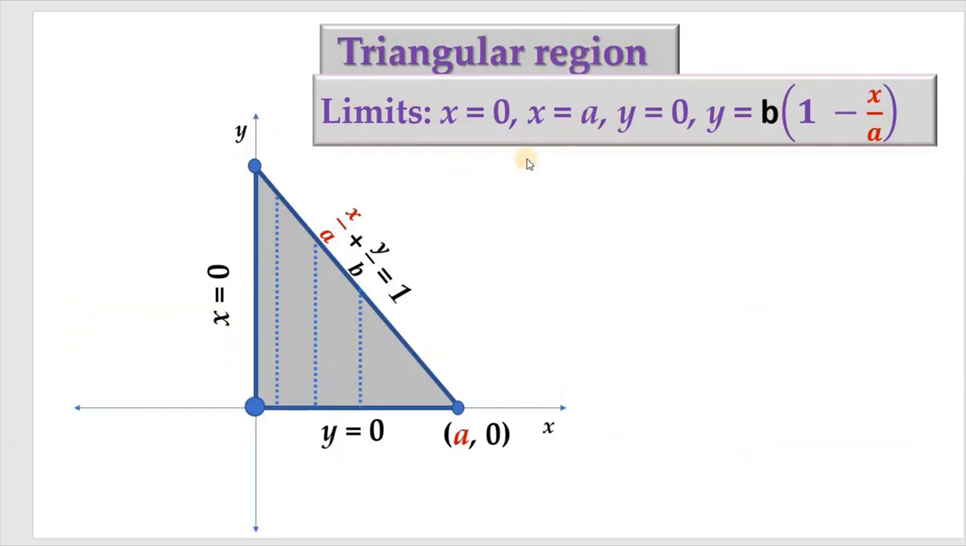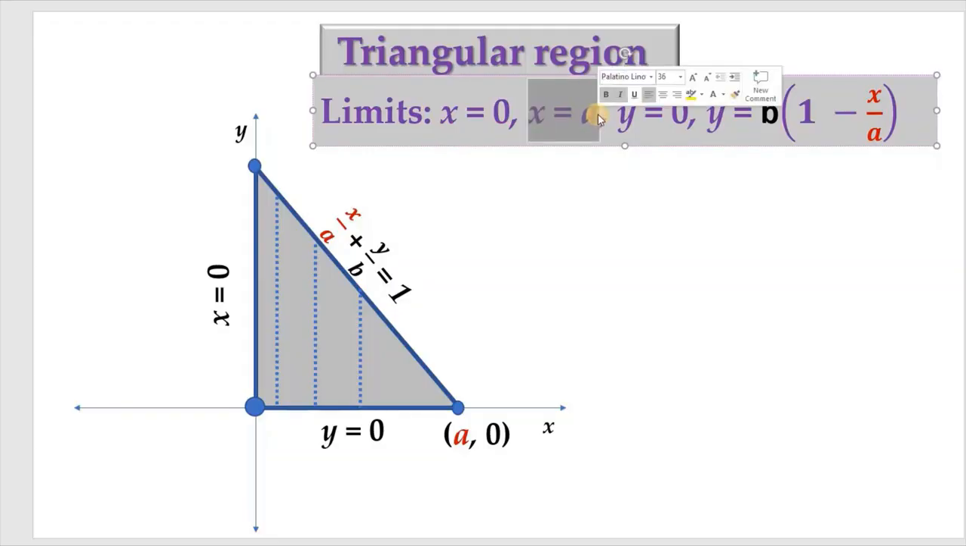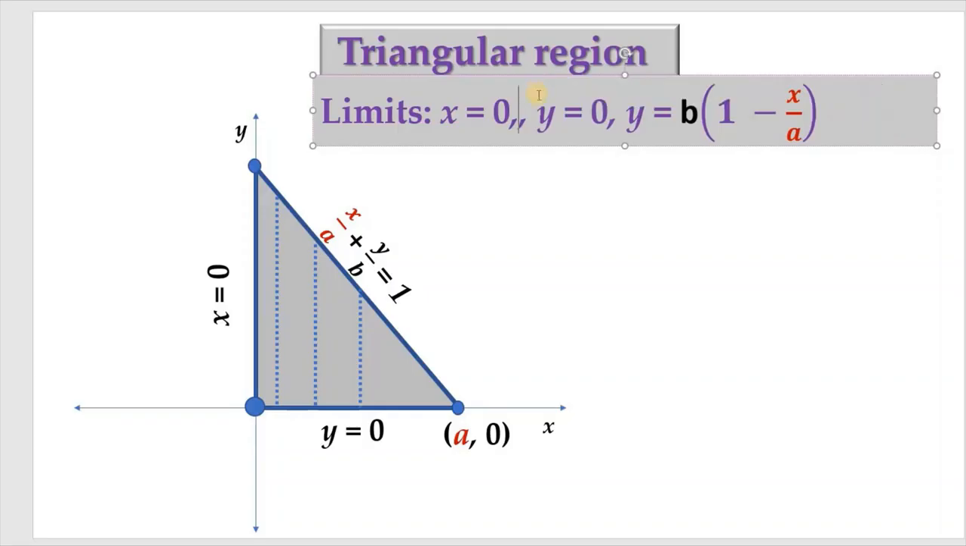Triangular region. So in this case, if I am given such an equation, then how do we draw the diagram? So x equal to 0 is this line, and y equal to 0 is this line, and x by a plus y by b equal to 1 makes intercepts a and b. So this point is 0 comma b.